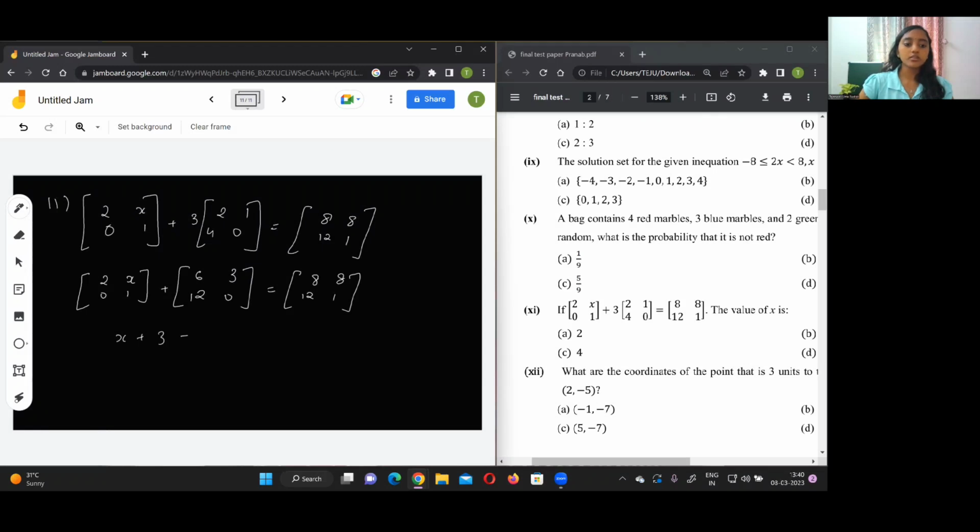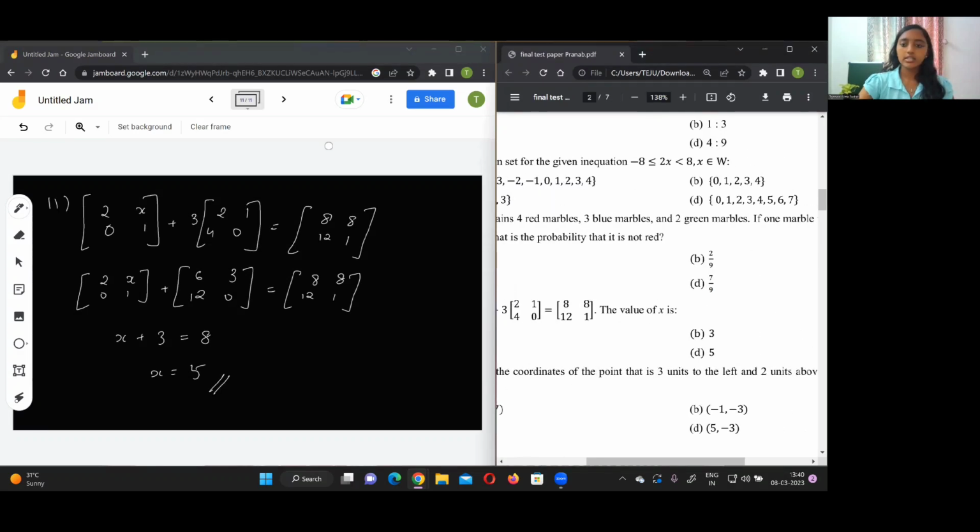Okay? See, the rest of the values you don't need to take into account, because 2 plus 6 is equal to 8, and 0 plus 12 is 12. In the other, only the x value you need to find out. So x plus 3 is equal to 8. So you get x is equal to 5, which is the answer, which is the D option, right? That's your answer. Let's go on to the next question.